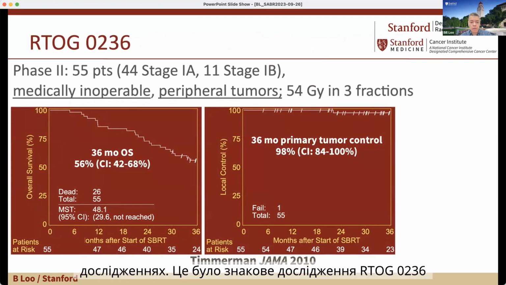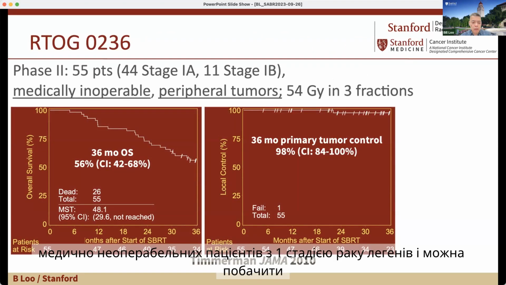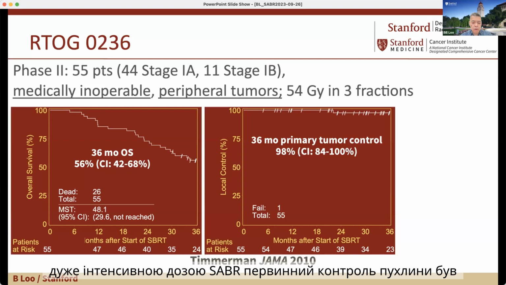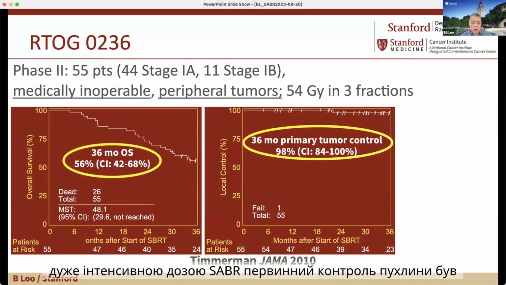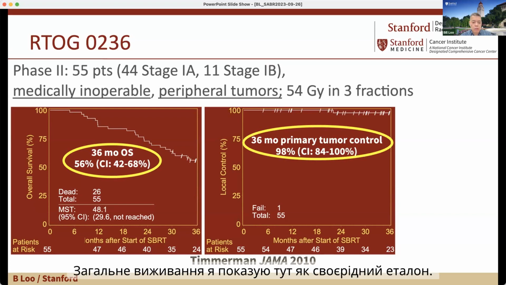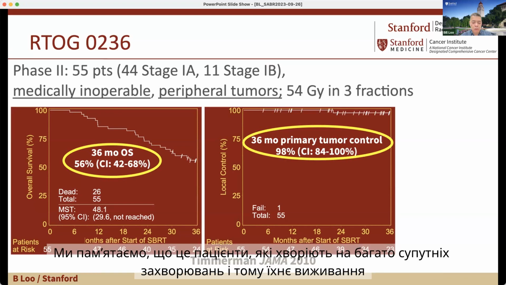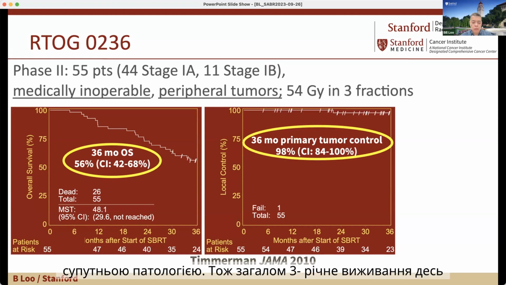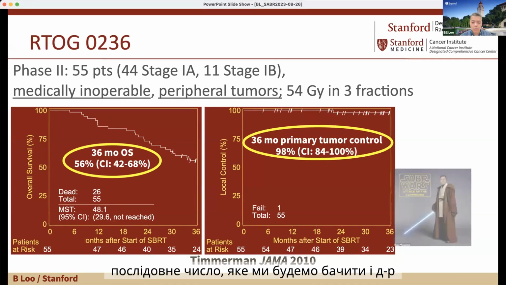This was a landmark trial, the RTOG 0236 trial, for medically inoperable patients with stage 1 lung cancer. And you can see that with a very intensive dose of SABR, the primary tumor control was extraordinarily high, 98%. The overall survival I show here as a kind of benchmark. Remember, these are patients who are sick with many comorbidities, and so their survival is limited to a significant extent by their comorbidities. So 3-year overall survival of somewhere close to 60% is a consistent number that we'll see.